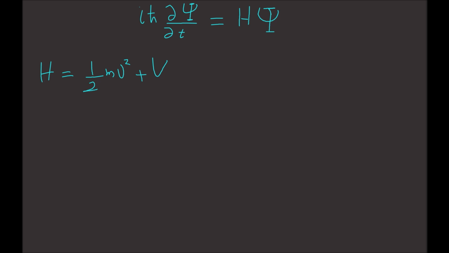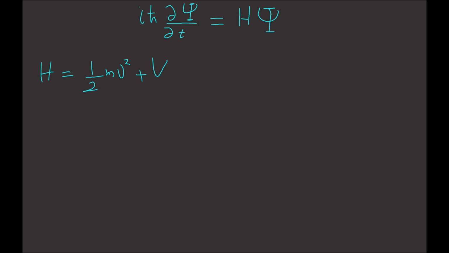The Schrodinger equation reads i h bar times the time derivative of the wave function, and now I'm gonna put big psi, because we're gonna look at the time-dependent Schrodinger equation, equals the Hamiltonian times psi, and the Hamiltonian is given by the kinetic energy, 1/2 m velocity squared, plus some potential function V. And if you remember, the velocity is nothing but the first derivative.